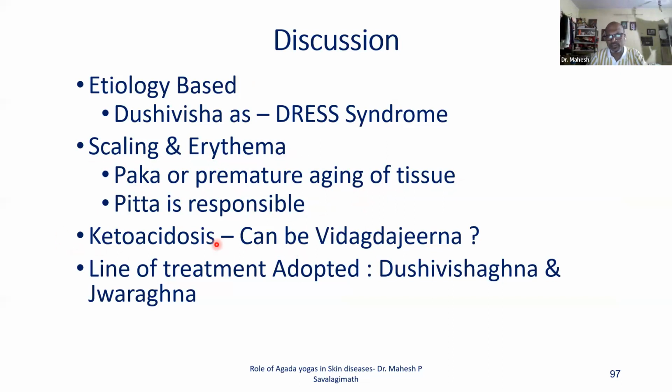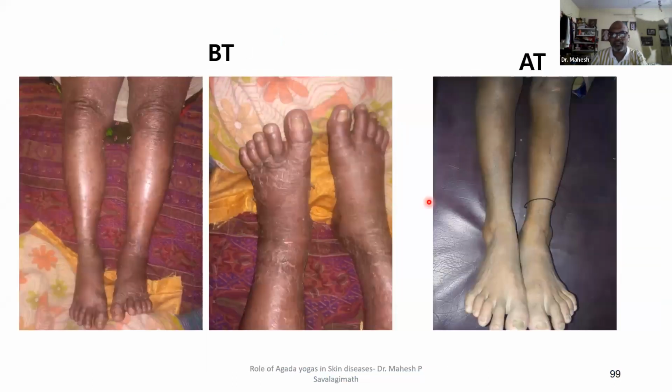Ketoacidosis, sometimes keeping things simple is very important. Now, if you read about ketoacidosis and then read Vidagdhajirna, it suits very much with Vidagdhajirna. So Jwara Chikitsa in case of acidosis, ketoacidosis and all, 100% works. And we have not given anything additional for particularly targeting that acidosis. So we have treated with Jwaragna and Vishagna Chikitsa. Line of treatment adopted was Dushivisha and Jwaragna. And we got this outcome.